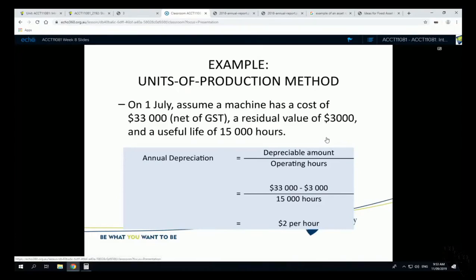So our depreciable amount is the 30,000 divided by 15,000 hours that we think this machine will be useful for our business. So we will use it for approximately 15,000 hours all up and then we'll get rid of it. So divide that 30,000 by the 15,000 hours will give us $2 per hour. So every time we run that machine for an hour, we need to allocate $2 of depreciation for that hour that's used. So let's just assume we use it for 5,000 hours this year.